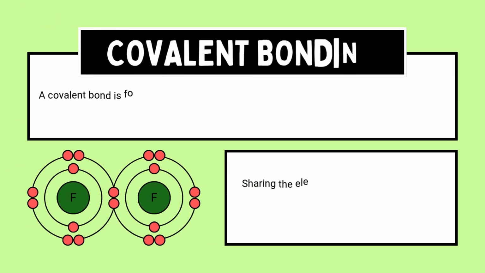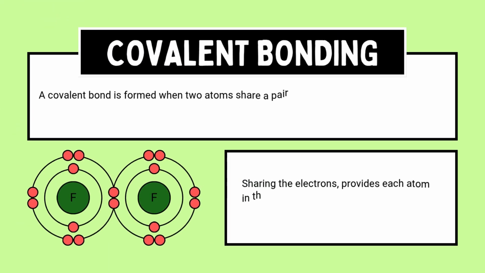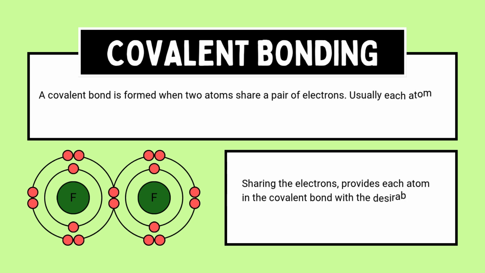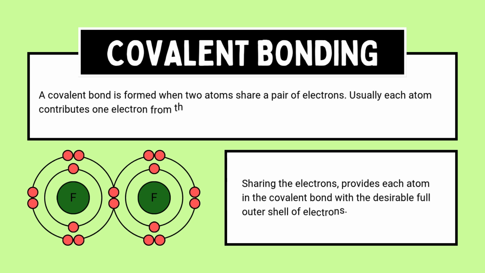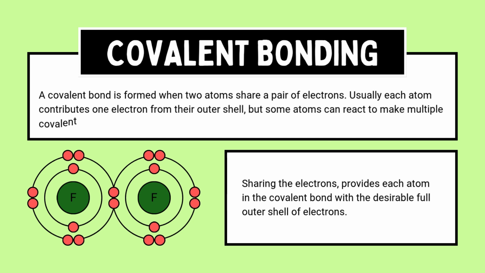Covalent bonding. A covalent bond is formed when 2 atoms share a pair of electrons. Usually each atom contributes 1 electron from their outer shell, but some atoms can react to make multiple covalent bonds. Sharing the electrons provides each atom in the covalent bond with the desirable full outer shell of electrons.